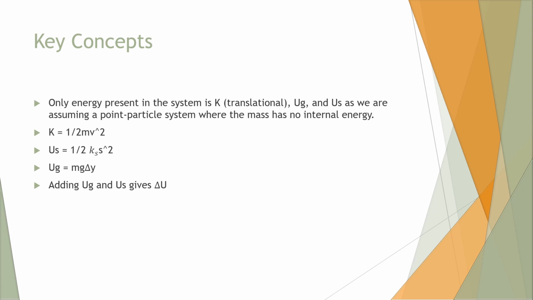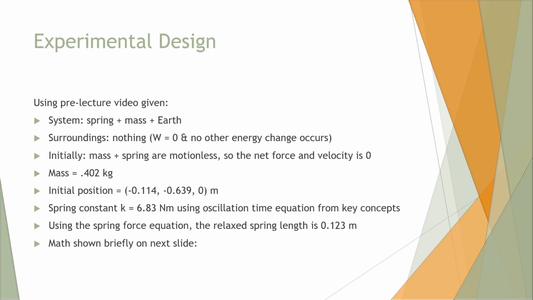The only specific energies that we care about for this lab are K translational, which is equal to 1/2 times the mass times the velocity squared, the potential spring energy, which is equal to 1/2 times the spring constant times S squared, and the gravitational potential energy, which is equal to mass times the gravitational constant times the change in y.